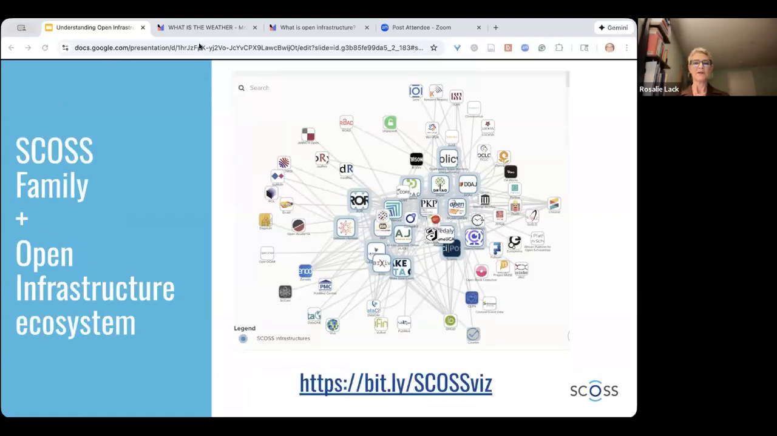So, for example, this diagram here, if you see this link, you could go to this interactive data visualization, and it's showing these infrastructures in the middle with the blue circle around them. Those are the SCOSS infrastructures. And then the larger open infrastructure ecosystem is around it. And you can see these connections are how they all work together.